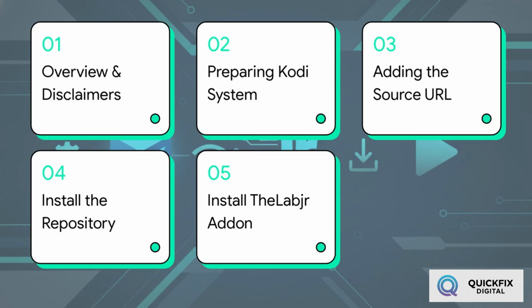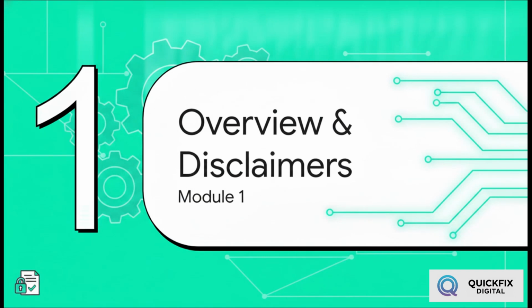To make this process super smooth, we've broken the 19 distinct installation steps from our source into 5 quick modules: overview and required disclaimers, preparing your Kodi system, adding the source URL, installing the repository, and finally, installing the LabJR add-on. We've got a lot of ground to cover, so let's jump straight in. Module 1, Overview and Required Disclaimers.